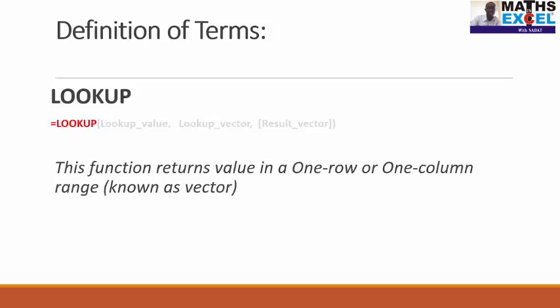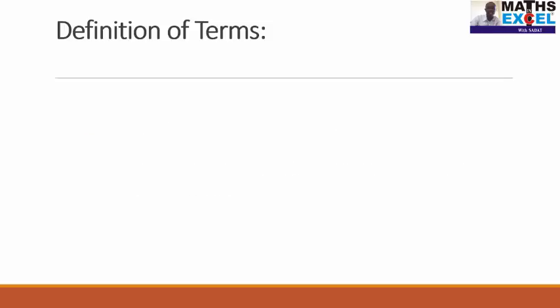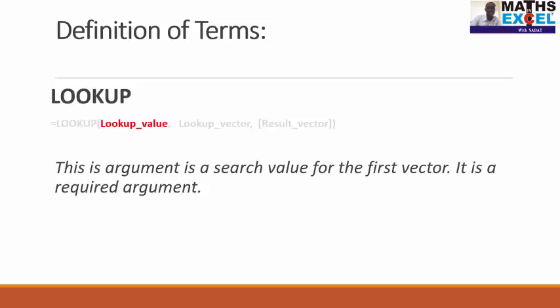First, the lookup. Lookup is a function that returns a value in a one row or one column range, which is also known as a vector. Then under the lookup we have the argument lookup value. This argument is a required argument, which means you must input a value, that is lookup value, before the function lookup will work. This is a search value for the first vector.